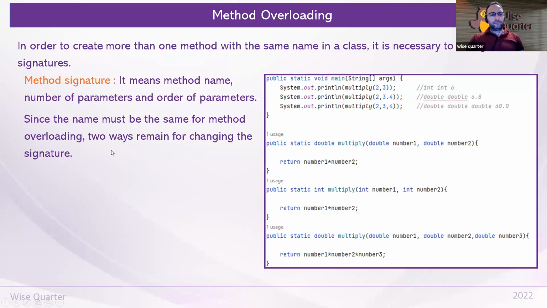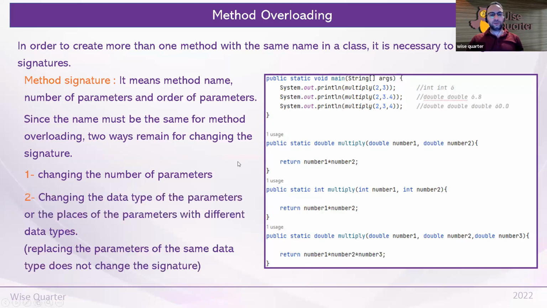Yes, there are 2 ways to create an overloading. The first one, you can change the number of parameters. Here, for example, we have 2 numbers. You can use 3 numbers. It will create another overloading.